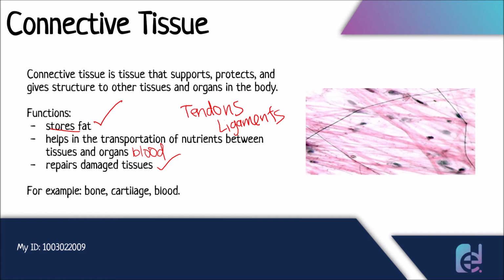So connective tissues are found throughout the body, and they do all sorts of things. Some of them connect things, some of them store fat, they store some nutrients, some of them repair the body, etc. So bone is an example, cartilage is an example of connective tissues, and blood is also an example. Now don't worry, we'll get into detail of every single type of connective tissue in the next lecture. And this is an example of a connective tissue.